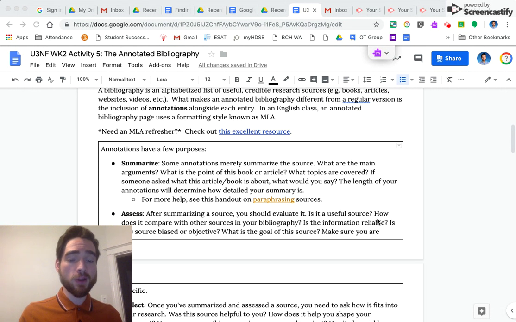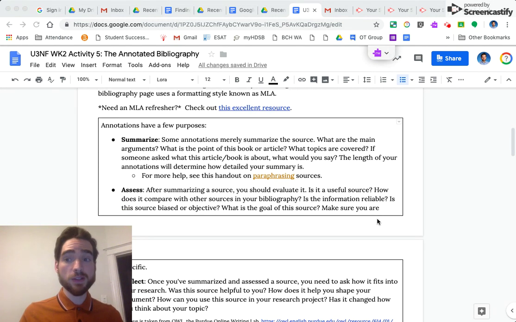So annotated bibliography, yes, it's summarizing the resource that you found, okay? It's also assessing whether this is a good resource or not. Perhaps some of the sources that you're using are not the best ones, or maybe the one that you found wasn't what you thought it was.